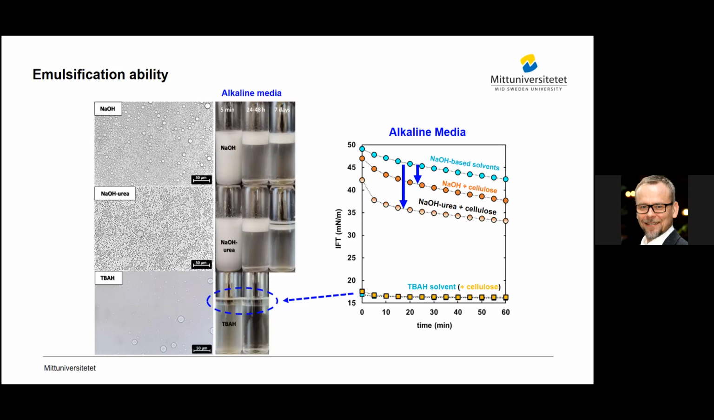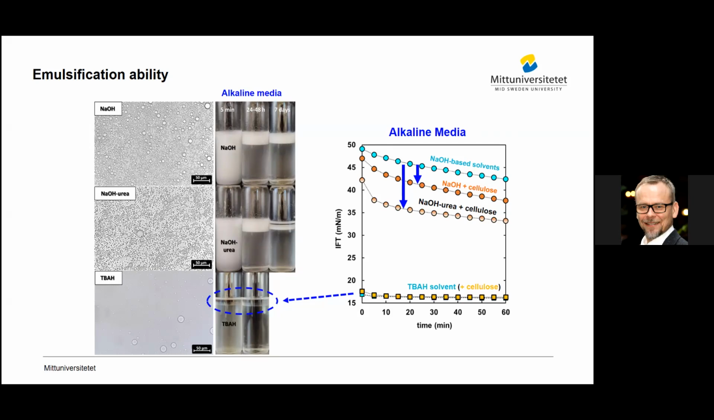So if we go to alkaline media, we can see differences between these cases. The upper case is with sodium hydroxide, then we have sodium hydroxide urea, and then TBAH. If we carefully look at our samples over time, we can see that the first and the second one, the sodium hydroxide and sodium hydroxide urea, look more or less the same, but the TBAH doesn't really show any signs of an emulsion from the creaming, or what you could call the light scattering, I would say.